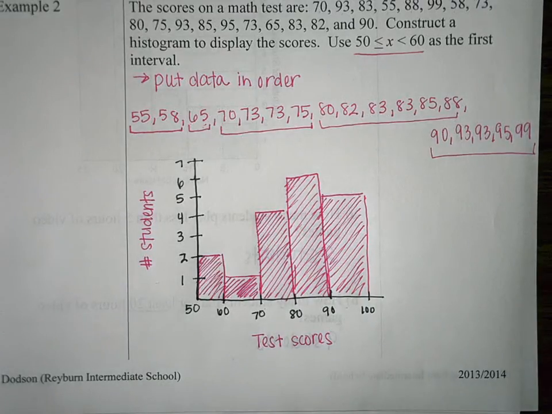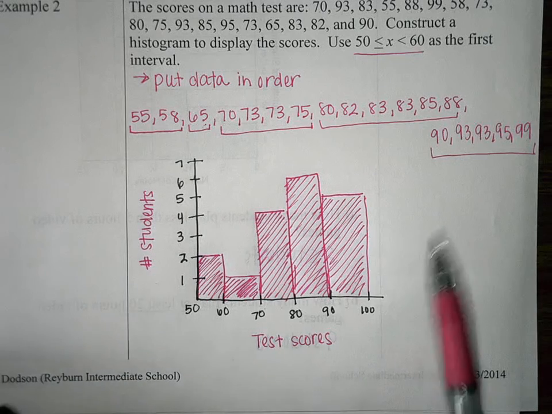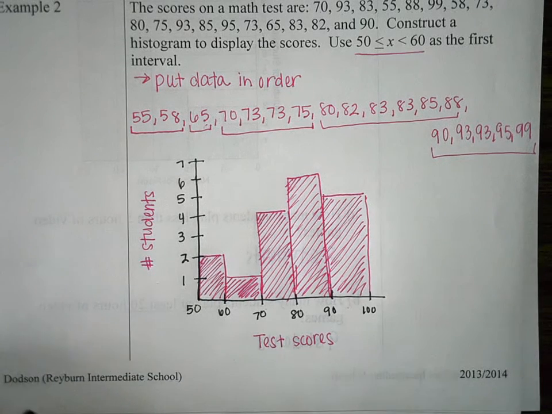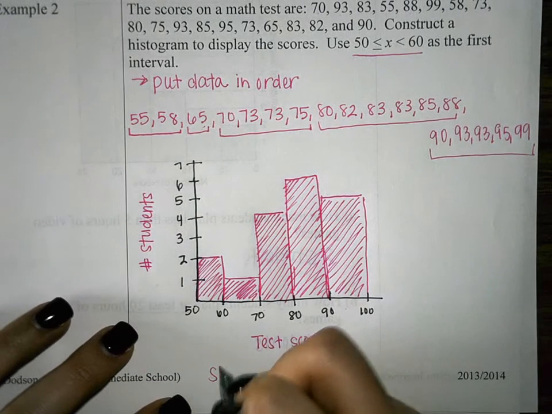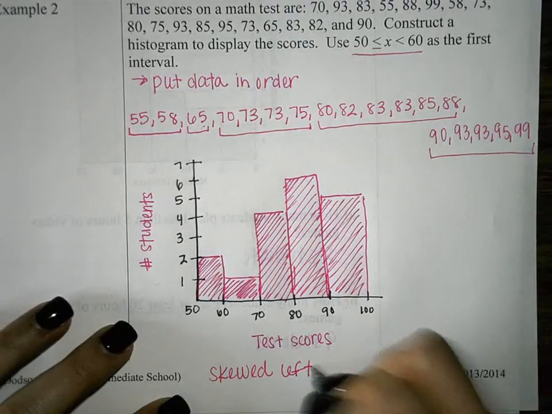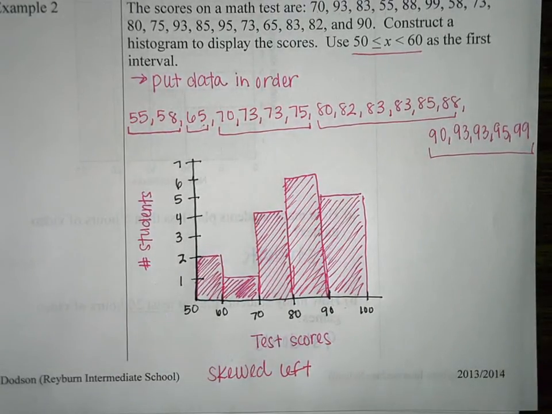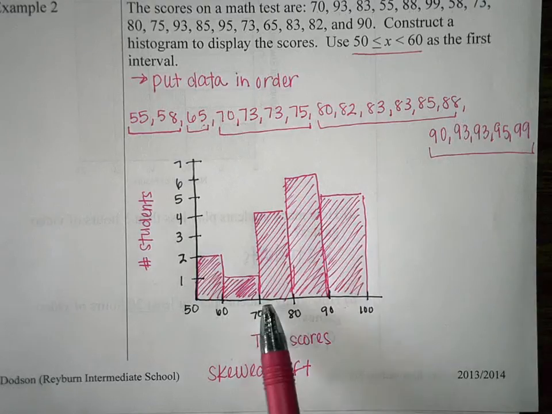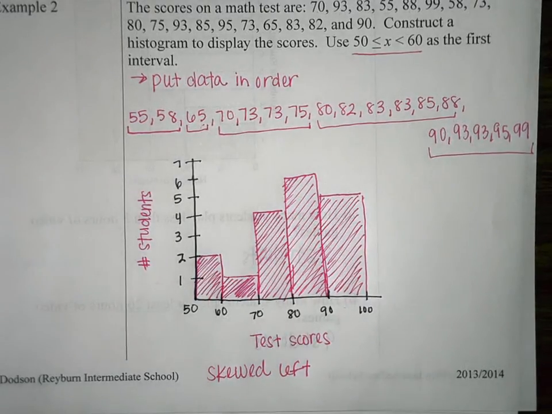So that's how to read a histogram. If you notice, most of our data is definitely off to the right-hand side, so that means we are skewed left on this. So that means most students scored between a 70 and a 100%, according to our histogram.